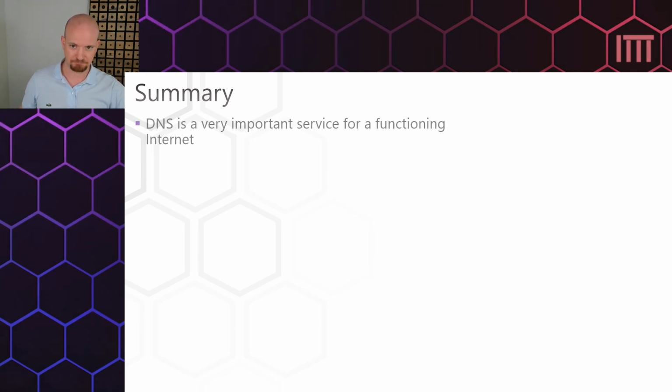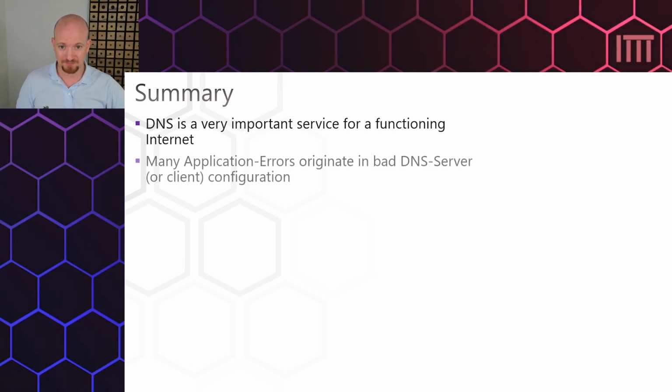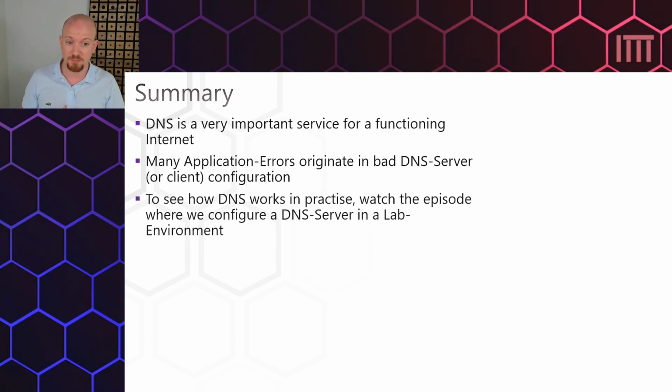In summary, DNS is a very important service for a functioning internet. Many application errors, if your application cannot reach a server for example, originate in a bad DNS server or a bad client configuration for DNS settings. To see how DNS works in practice, watch the episode where we configure a DNS server in a lab environment. This episode is linked at the end of this episode.